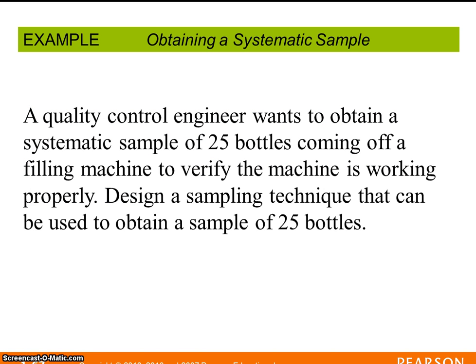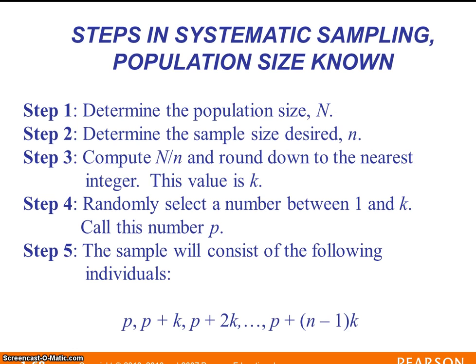As an example, a quality control engineer wants to obtain a systematic sample of 25 bottles coming off a filling machine to verify that the machine is working properly. Let's design a sampling technique to obtain a sample of 25 bottles. You'd determine the population size, the total number of bottles you're going to draw off the line, and determine the sample size n as desired. Then compute the total number of bottles divided by the number of samples you want, capital N divided by little n, and round this down to the nearest integer. Use that as the value of k, and then randomly select a number between 1 and k as the starting number, which we'll call p.